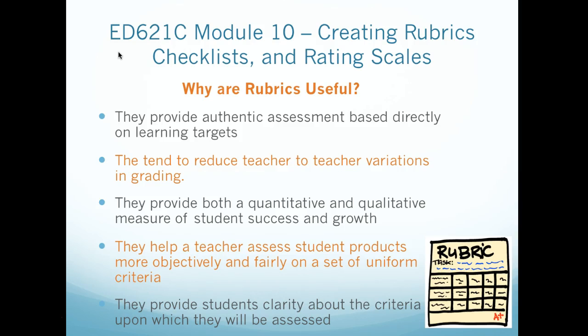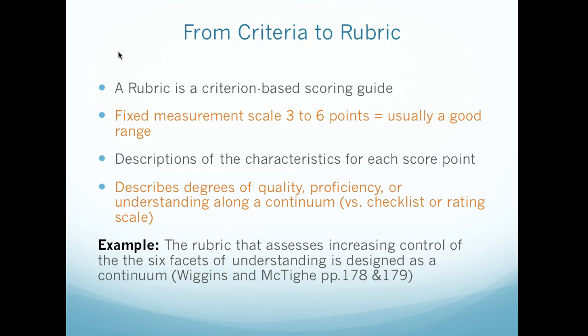They help a teacher assess student products more objectively and fairly on a set of uniform criteria, and actually students can also assess themselves because they provide students clarity about the criteria upon which they will be assessed, so that it's a two-way street, and rubrics are very handy that way. Then everybody kind of knows what's expected.